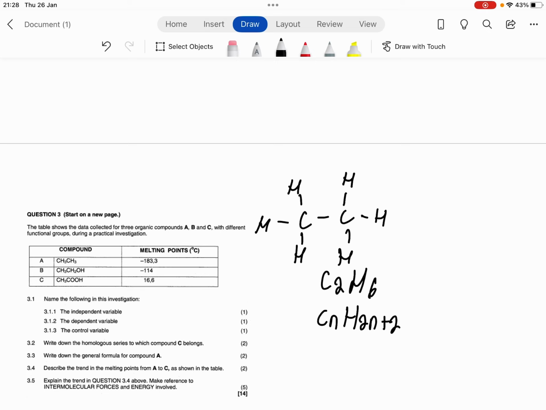So we've compared compound C to compound B and compound B to compound A. So we've explained the trend. Okay, I hope this makes sense to you guys.